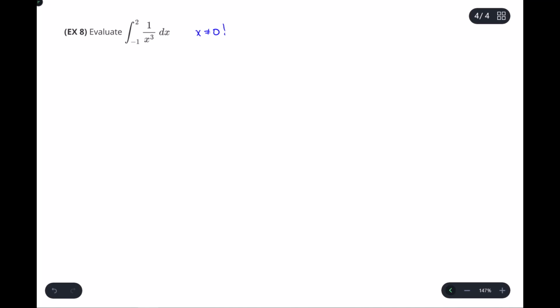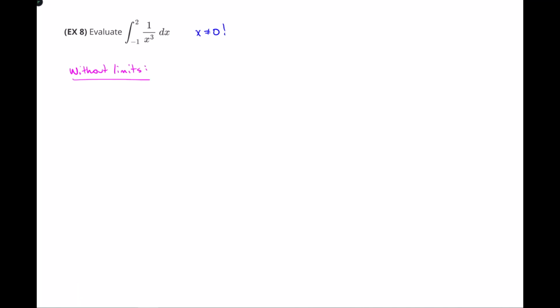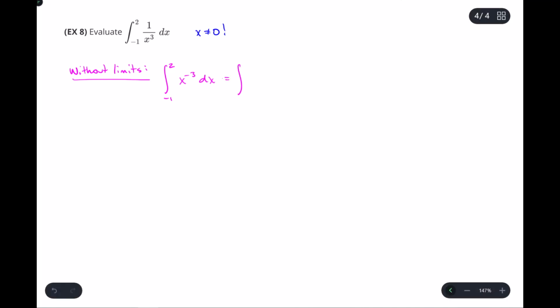Especially because if you worked this without limits, I want to point out that this will lead to an incorrect answer. This is going to be incorrect. So I'm just going to let you know ahead of time, and we'll just walk through the details. And actually, let me go ahead and change that into x to the negative third so that we're ready to integrate with the power rule. And we'll do this quickly because I just want to use it as a comparative.